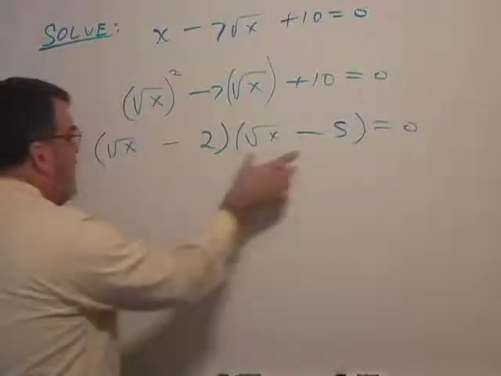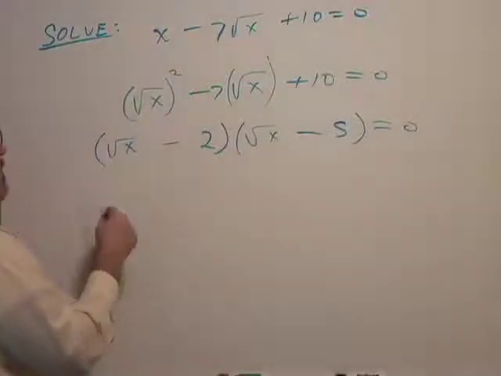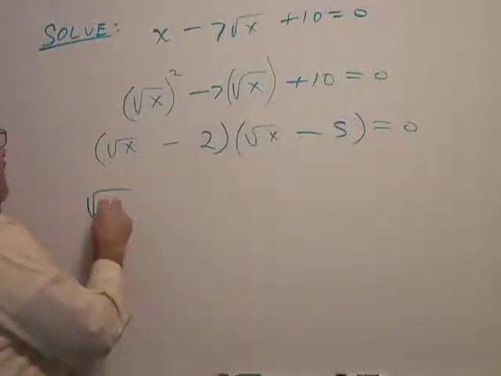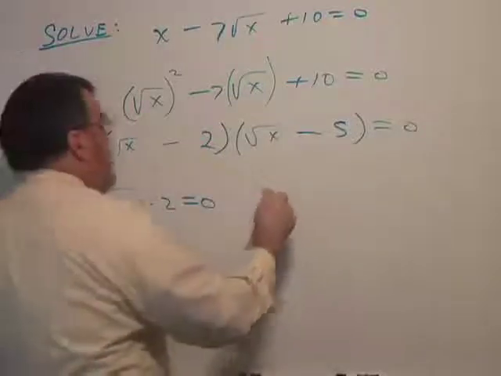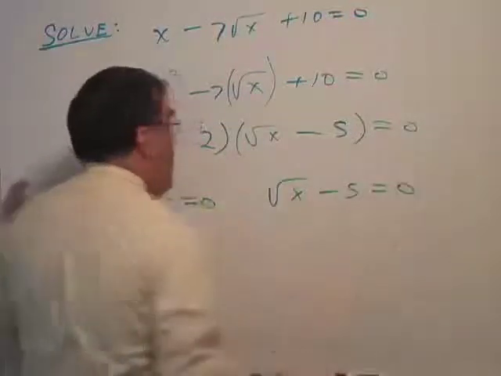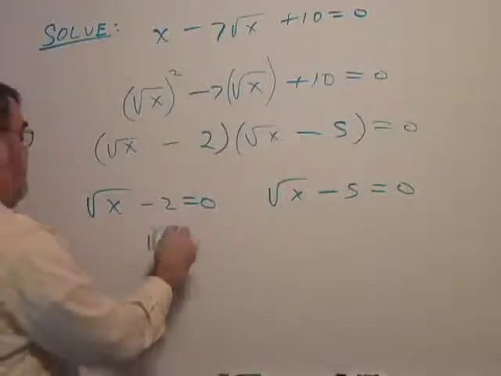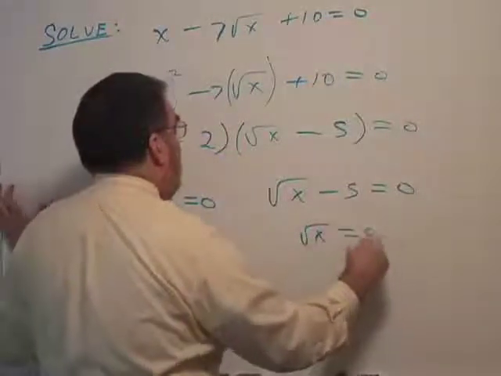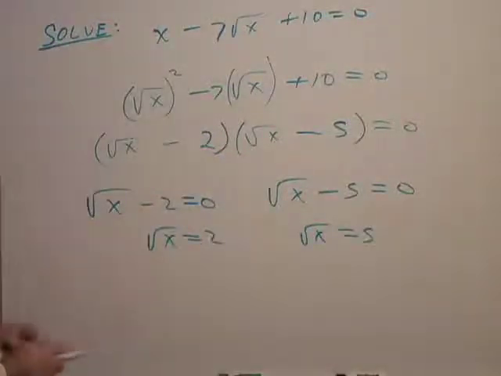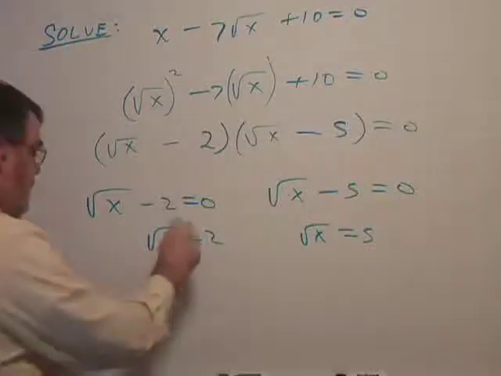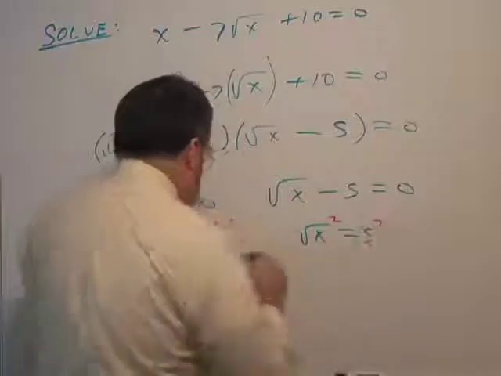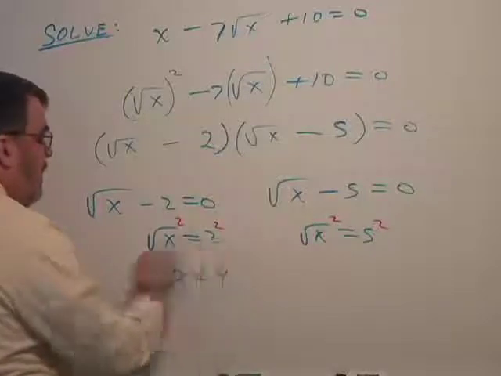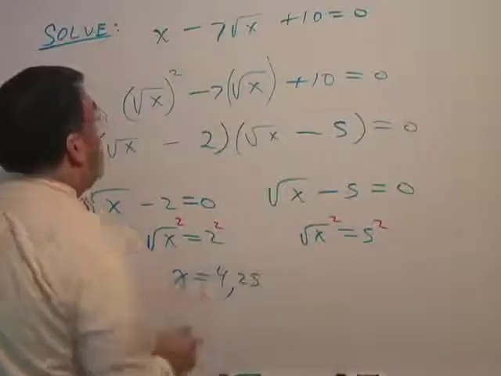Now, I'm going to set each of these equal to 0, because again, we're multiplying two parts to get 0. Then we solve by setting each factor equal to 0. I add 2 to both sides here. I get square root of x equals 2. Add 5, I get square root of x equals 5. And then we're not done because we haven't solved for x. So I'm going to now square both sides of the equation in both cases. And I get x equals 4 here and 25 there.